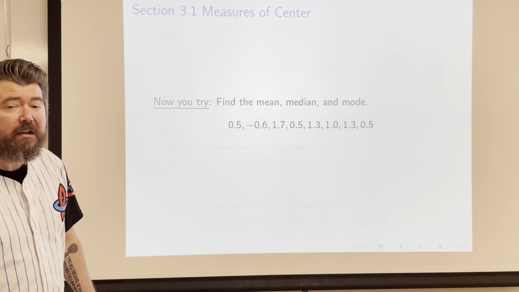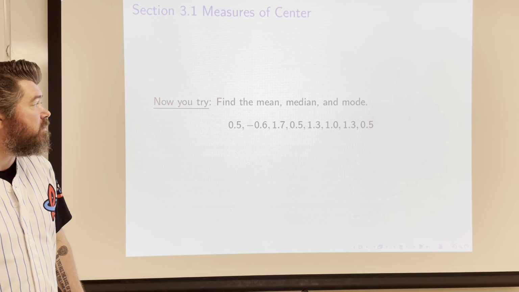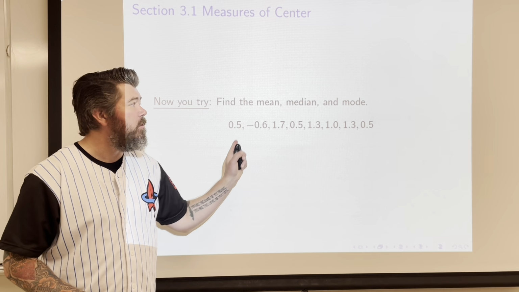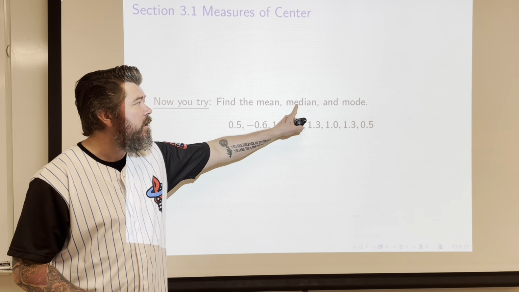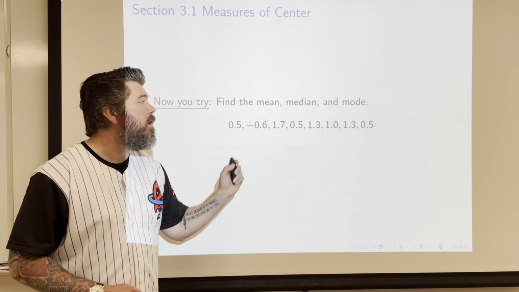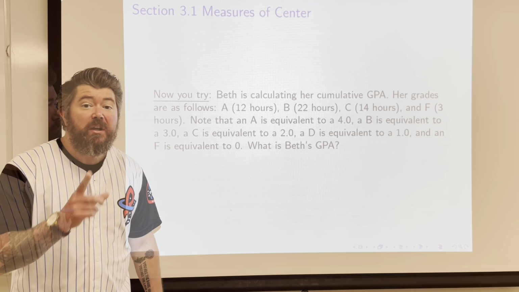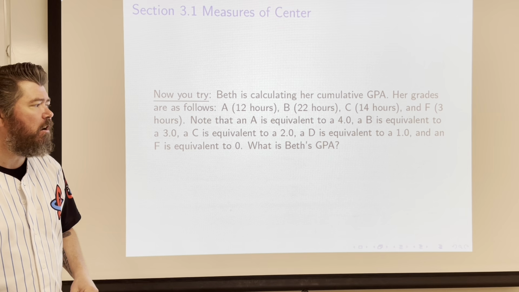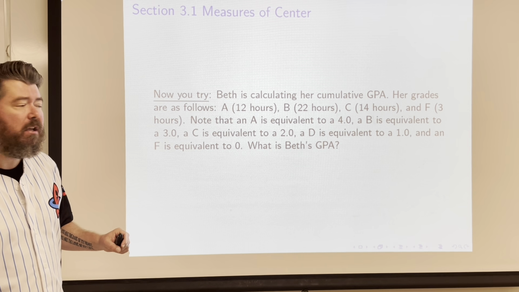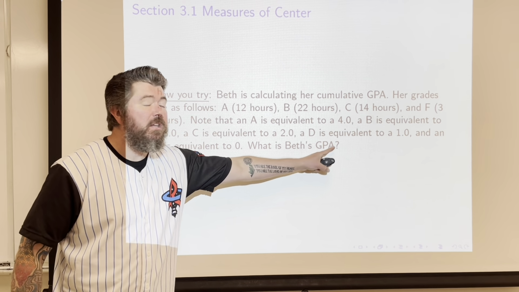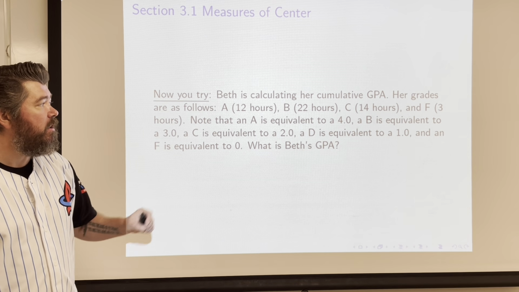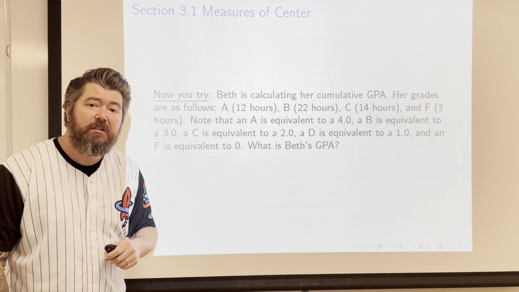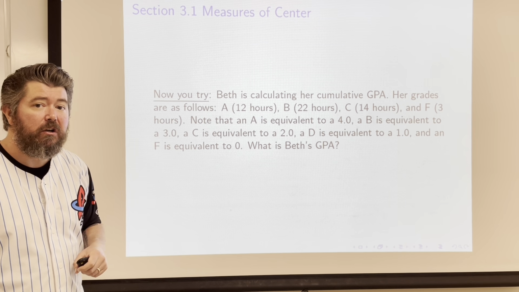A fun little exercise before you attempt your Hawks homework: give this problem a try. Try to find the mean, median, and mode of this data set. Once you've done that, give this problem a try. Try to calculate the weighted mean here. This is for GPA, not a grade. So this is very similar to what the university does to calculate your GPA.